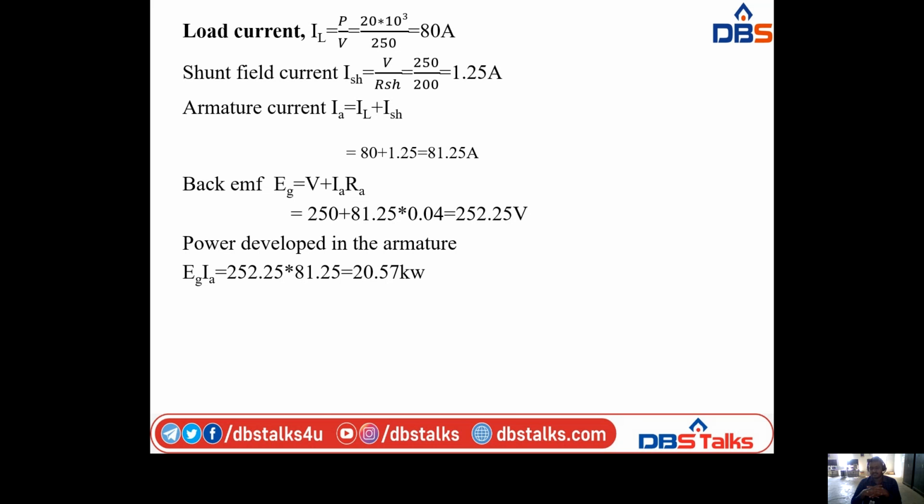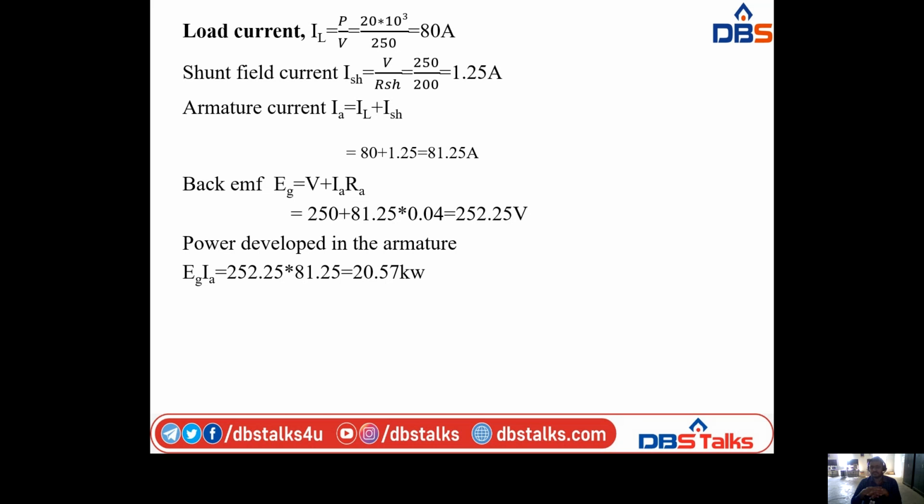For the shunt field current, with the same formula, ISH is equal to V by RSH. That is the supply voltage 250 divided by the shunt field resistance 200, and finally we have the shunt field current 1.25. Then we have to calculate the armature current. The armature current for a DC generator is IA is equal to IL plus ISH. Here the load current is 80 amperes plus the shunt field current 1.25, and finally we have the armature current, that is 81.25 amperes.